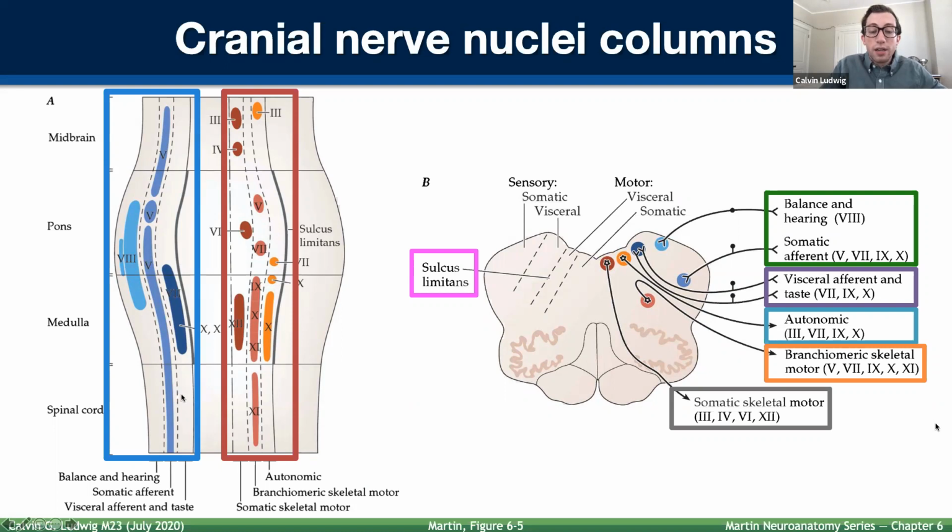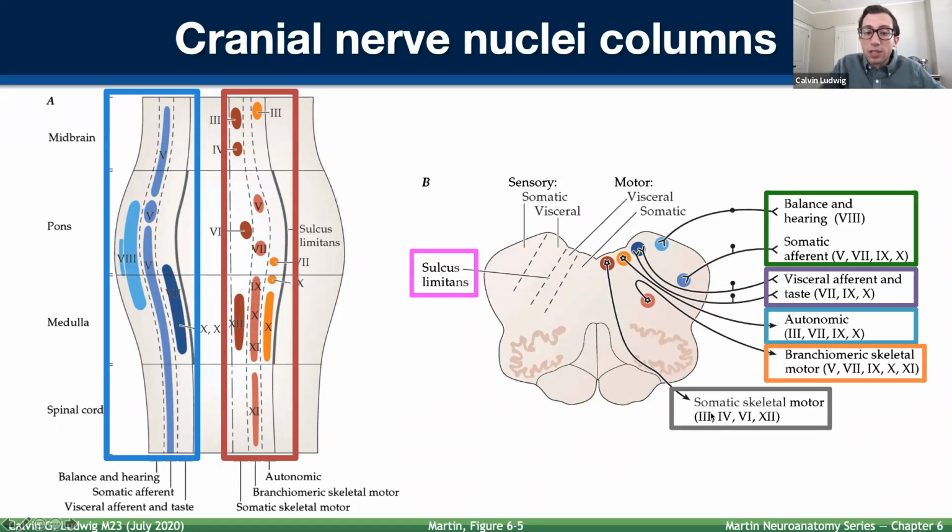First point here in blue and red is that the sensory columns in blue, balance and hearing, somatic afferent, visceral afferent, and taste, these sensory columns are located laterally to the motor columns in red. So all these reds and oranges are motor, and these blues are sensory. The somatic sensory hearing and balance columns in green tend to be lateral to the viscerosensory and taste columns in purple, boxed in purple. So you can kind of see these two as located laterally to this dark blue, which are these visceral afferents.